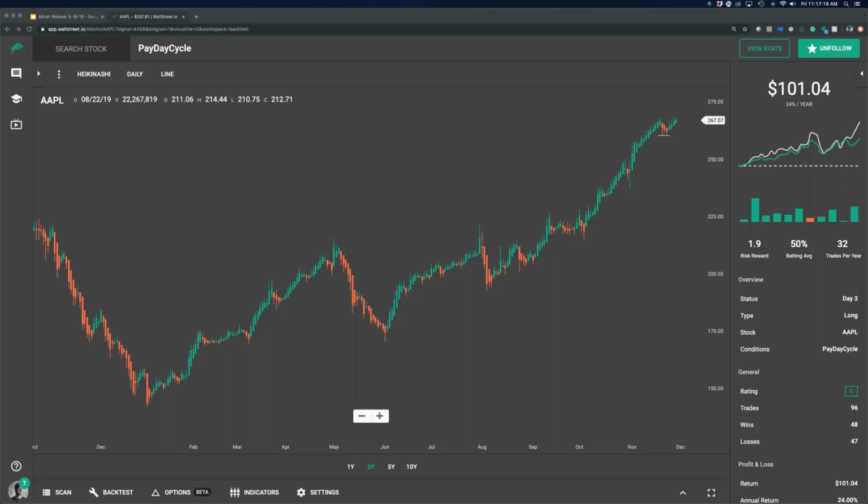I love this. Patricia says, the Heiken Ashi chart feels like I just put on my glasses. I love that. That's actually the best one so far.